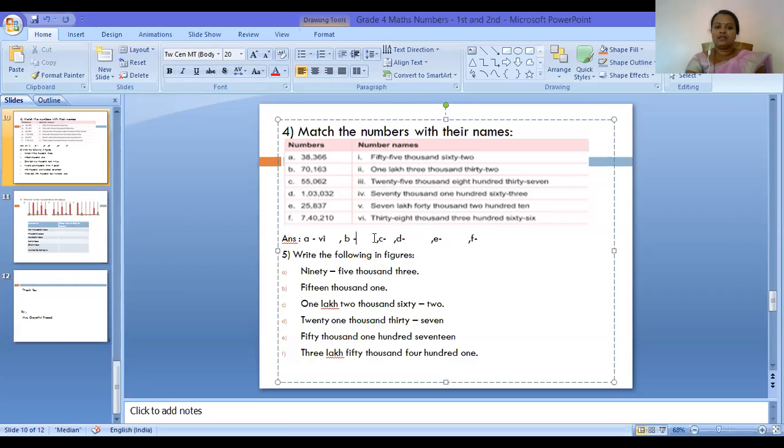Next we check 70163. That comes as 70,163. Just check where is the answer. Yeah, it is 4. So try questions C, D, E and F.